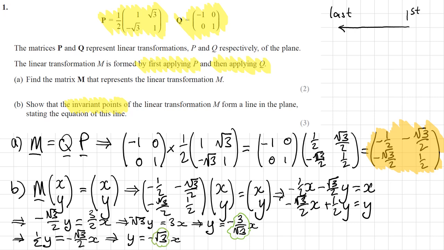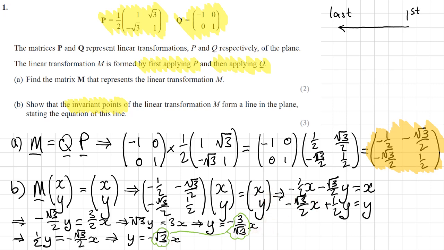Let me show you, just to prove it to you. If I've got 3 over root 3, I rationalise the denominator, times the top and the bottom by root 3, I'll end up with 3 root 3 over 3. The 3's cancel out, you're just left with root 3. So these two things here are the same. I've got the same equation from both rows of the information that I got by multiplying out these matrices.